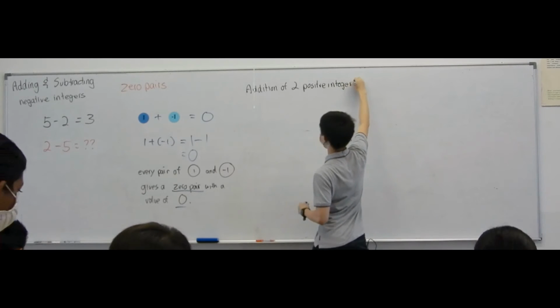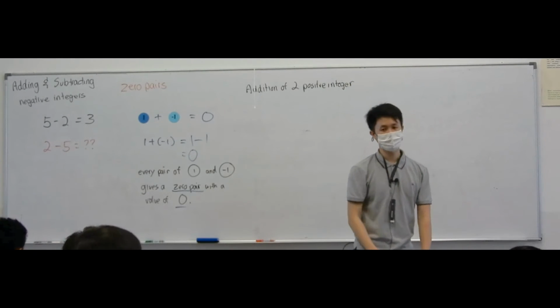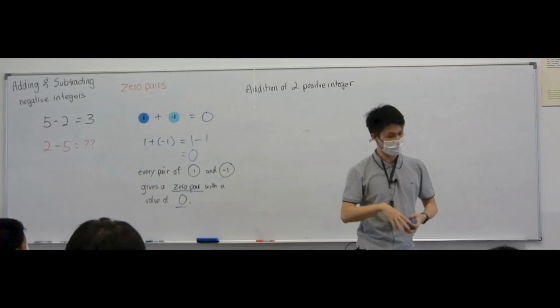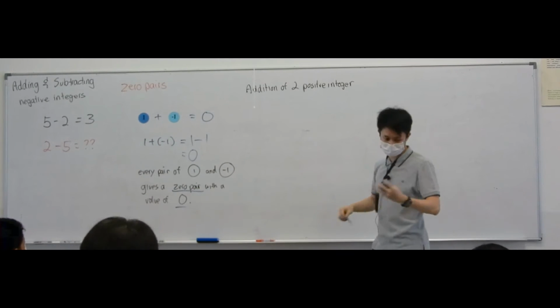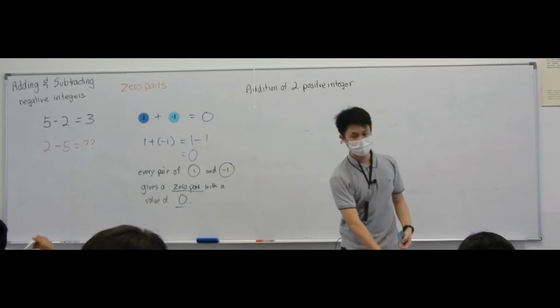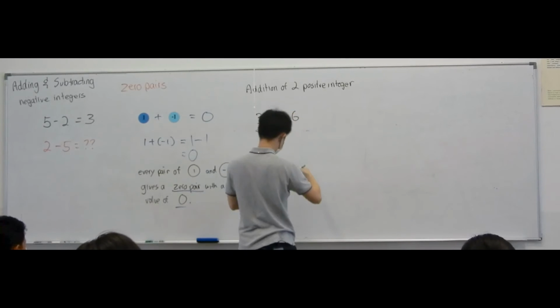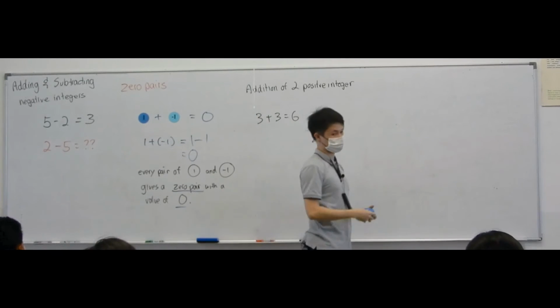Now, this is something very basic. I won't spend too much time, but I'm going to illustrate how to add 2 numbers. Very straightforward. You might not even want to copy this. Okay, 3 plus 3 is just 6. We all know 3 plus 3 is equal to 6. Okay, but you need to follow me now.